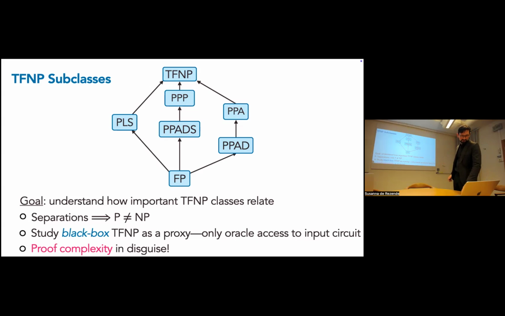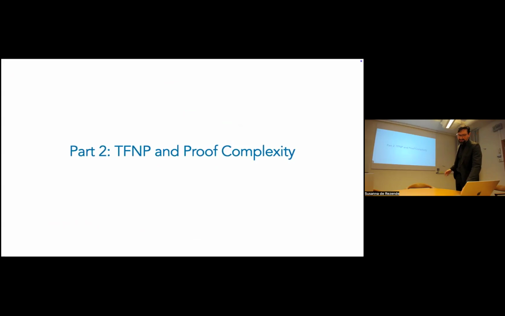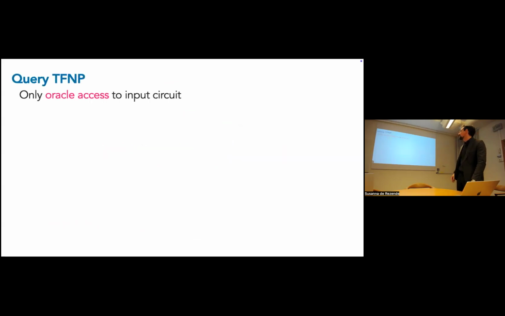Okay. And it turns out that this black box TFNP is just proof complexity in disguise. So that's great for us. For people who only want to think about proof complexity, it's nice when things turn out to just be proof complexity. Okay, so TFNP proof complexity. As I mentioned, this black box TFNP or query TFNP, you're only given oracle access to the input circuit. You can't see how it's defined.